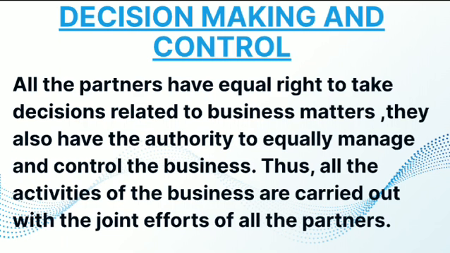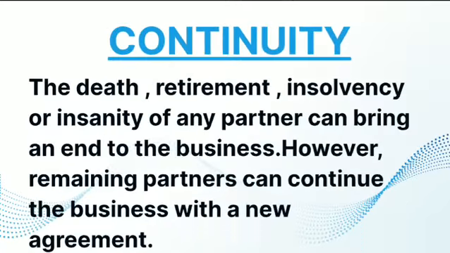Every partner will have equal right, equal authority to share in decision making, to make the right decision regarding any business matters, to manage and control the whole business. Every partner has equal right. They have all the authority. So all the activities of the business are carried out with the joint efforts of all the partners. It is not only one partner that is leading, it is the effort of all the partners together put in decision making and control. Next one is continuity.